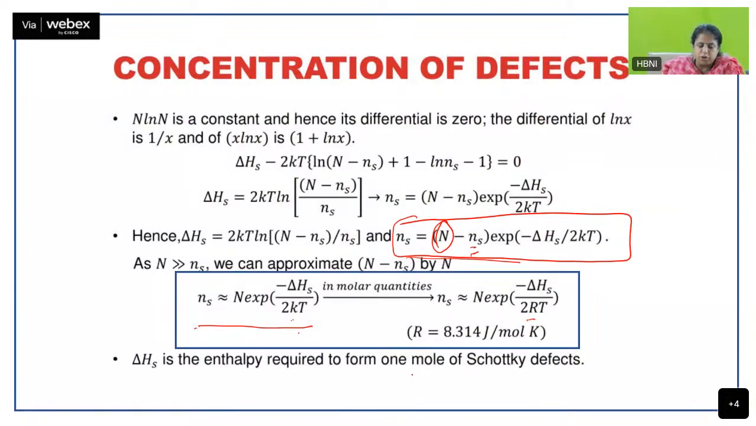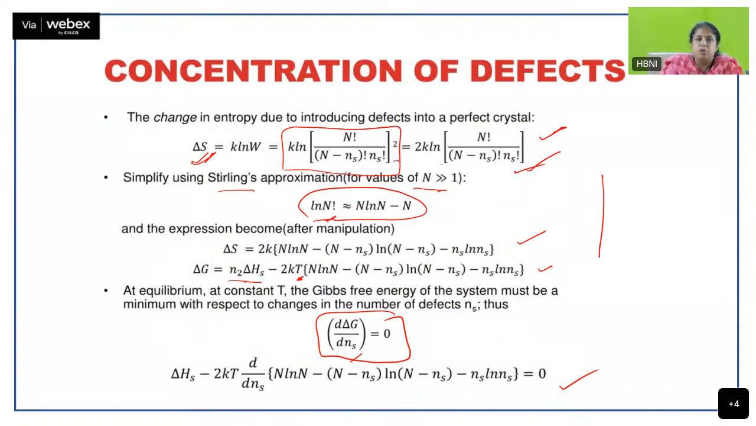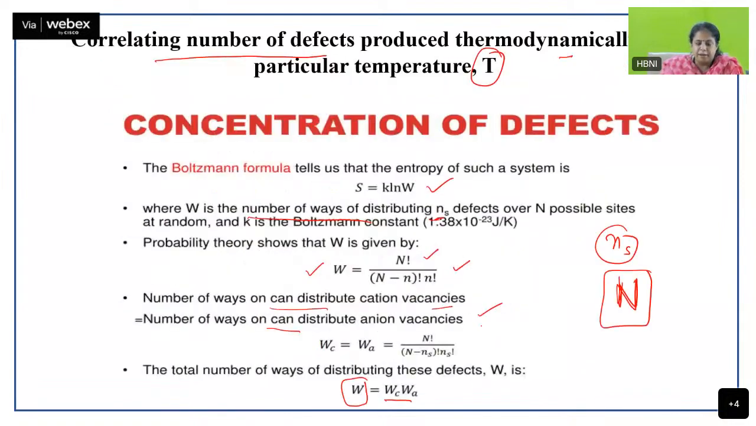So here what you have equated is your equilibrium number of Schottky defects created at a particular temperature T. And why do you have 2 here? Remember, because here you did a square. Why did you do the square? Because you wanted to talk of the Schottky defect, and there your cation vacancies are equal to anion vacancies, and the total probability would be the multiplication of these.